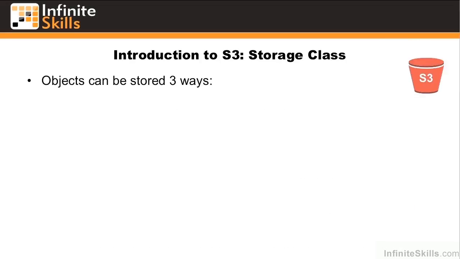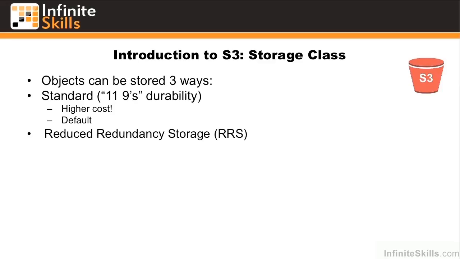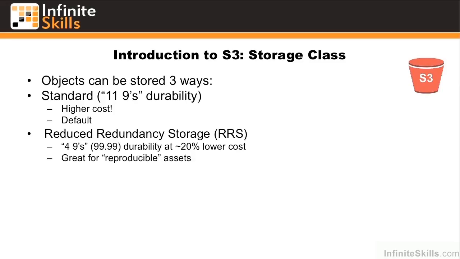S3 has 3 different storage classes for objects. The first, standard, is called 11 9's durability. That 11 9's essentially means that if you have 1 million files stored in S3, you're going to lose one of them every 10,000 years. It's hard to get more durable than this. It does come at a higher cost, but it's the default. Next up is reduced redundancy storage, which is 4 9's durability, at about a 20% discount. This means that if you have 10,000 objects stored in S3, you're going to lose one of them probably about every year. It's great, especially for reproducible assets.